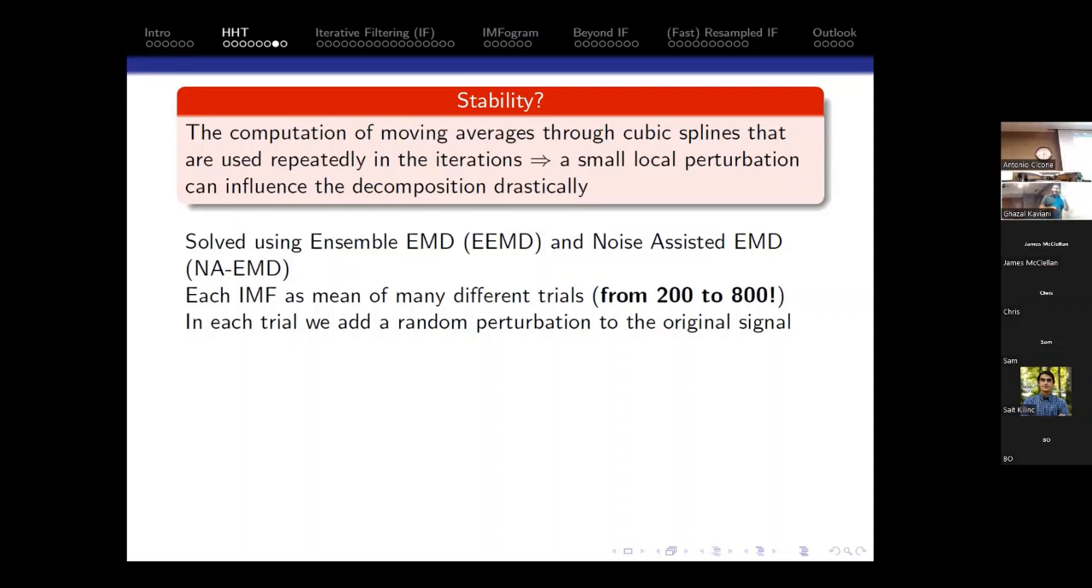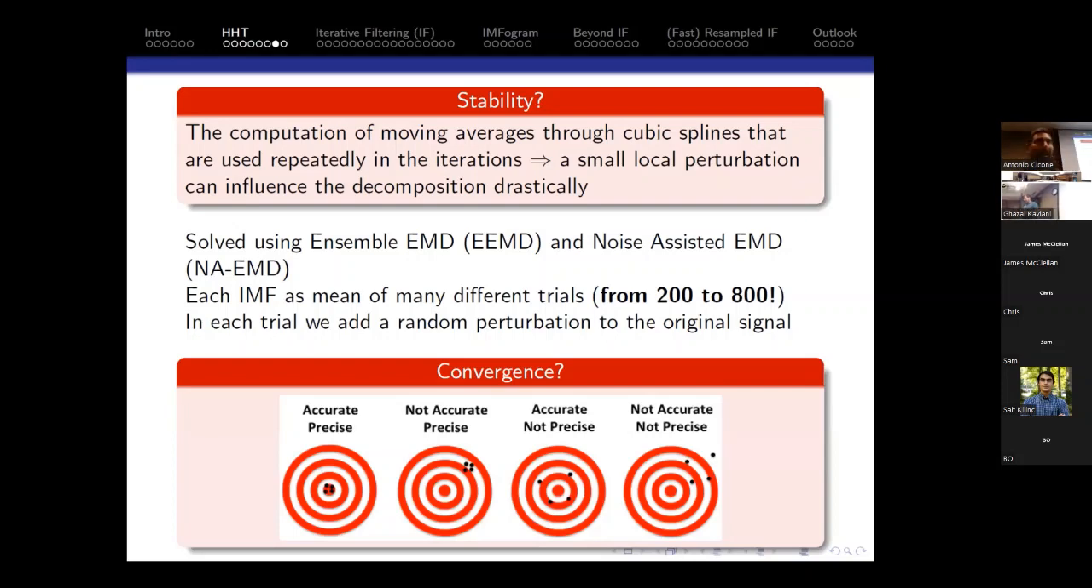There is another tiny problem, which is called convergence. Now, every time I give a talk, I tend to recall what convergence is all about.